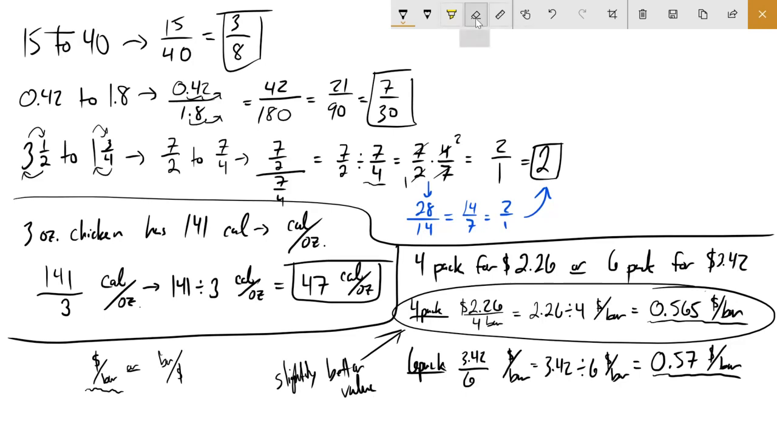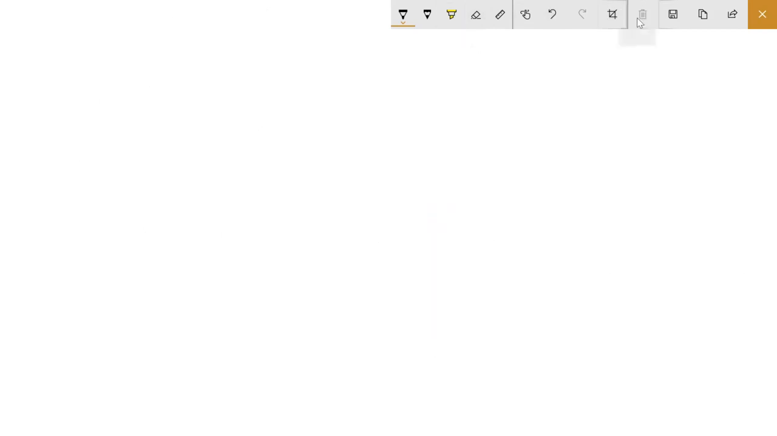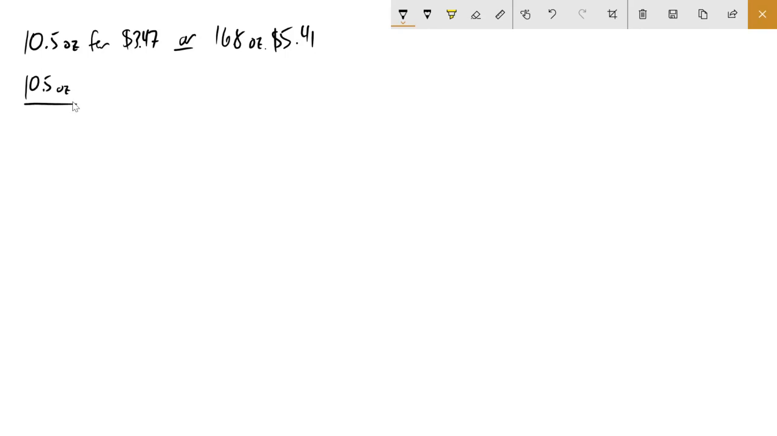So the setup here was that there was a cereal, so you could either get 10.5 ounces of cereal for $3.47, or you could get 16.8 ounces, and that was $5.41. All right. So then to do the comparison, we're going to do the same thing. We'll look at the 10.5 ounce box. I would probably choose dollars per ounces as my unit, just because when we're dealing with money, we typically put the dollars first. And so if I'm doing dollars per ounces, what number should go on top?